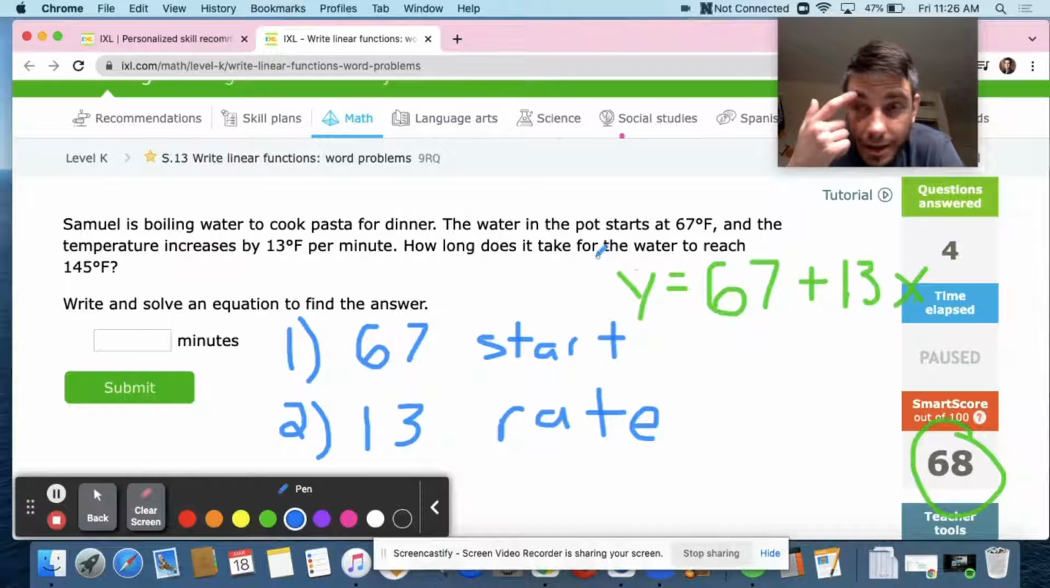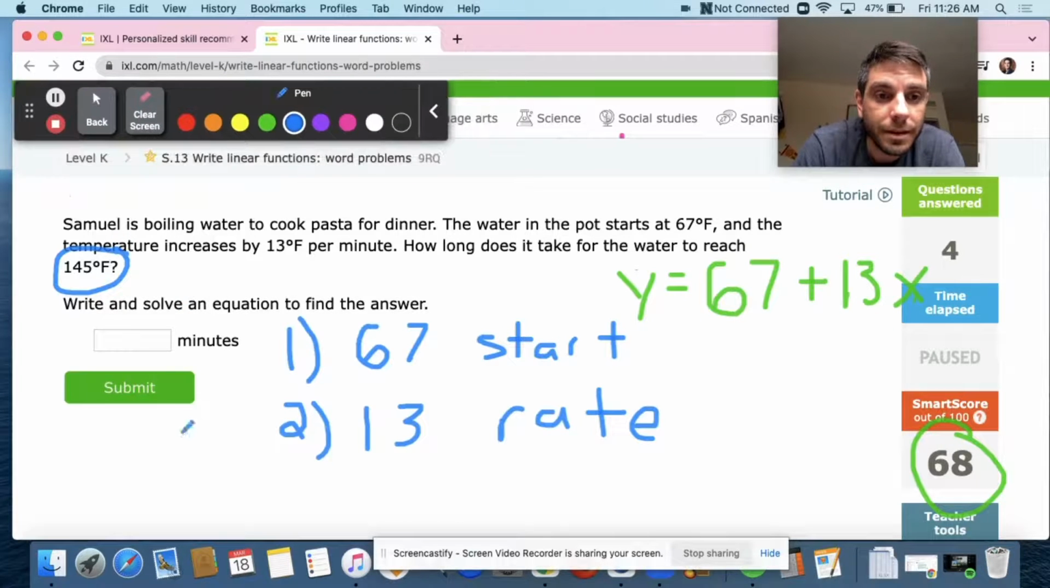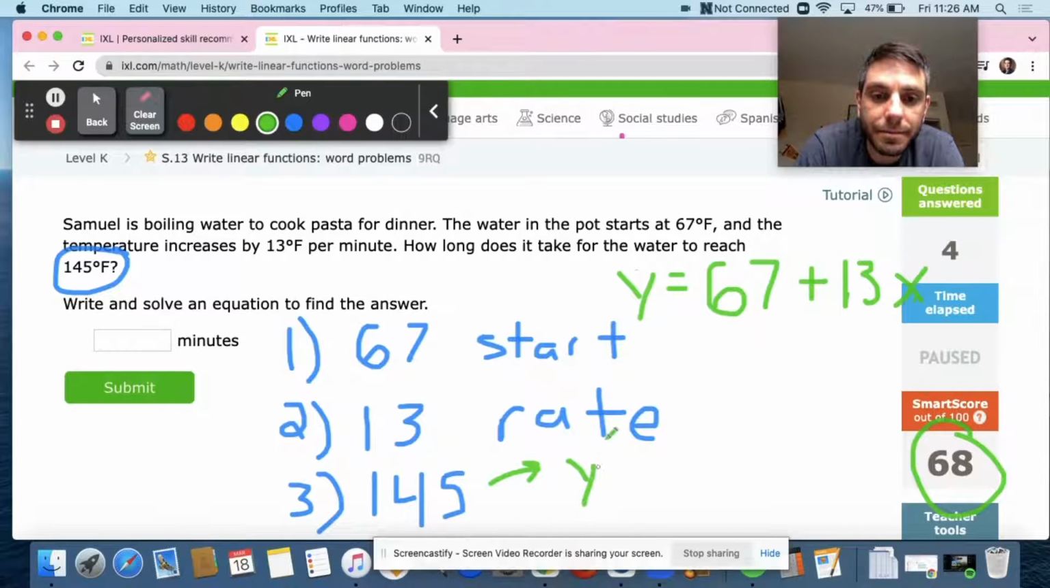Now there's a third number in this question. It says, how long does it take for the water to reach 145 degrees Fahrenheit? That's our third number. So the third number, 145, here's what we've got to ask ourselves. Is this 145 a y number, or is it an x number? We can know that based off of some of the strategies I've already discussed.